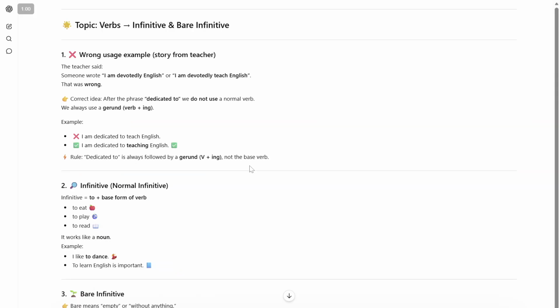Topic: verbs, infinitive, and bare infinitive. Number 1, a wrong usage example, a story from a teacher. The teacher said someone wrote, "I am devotedly English," or "I am devotedly teach English." That was wrong. Here is the correct idea.